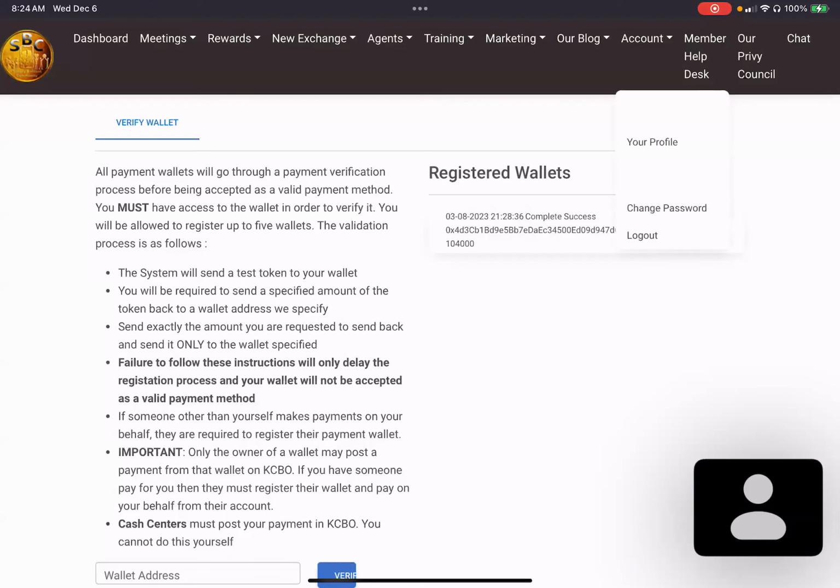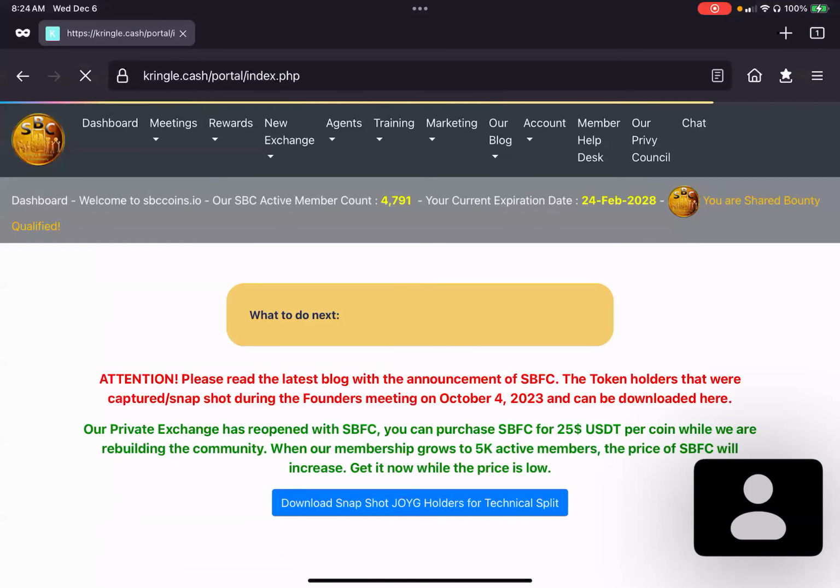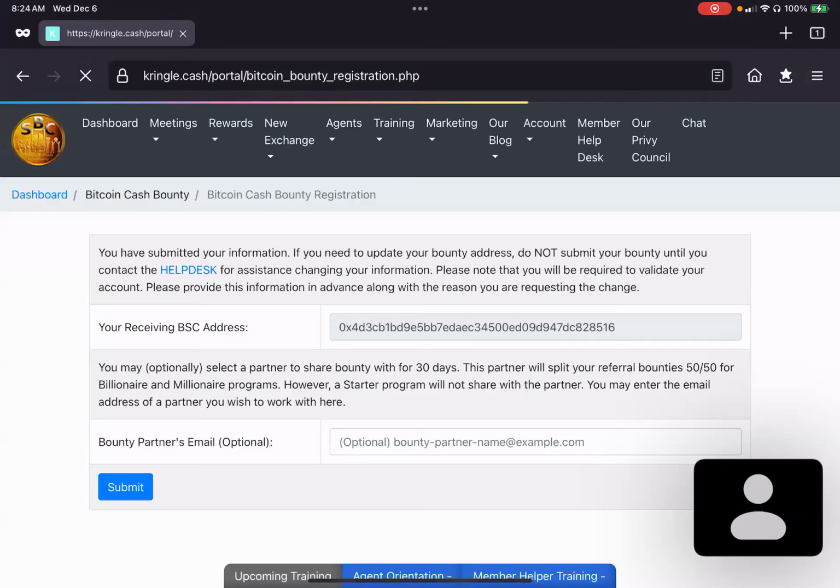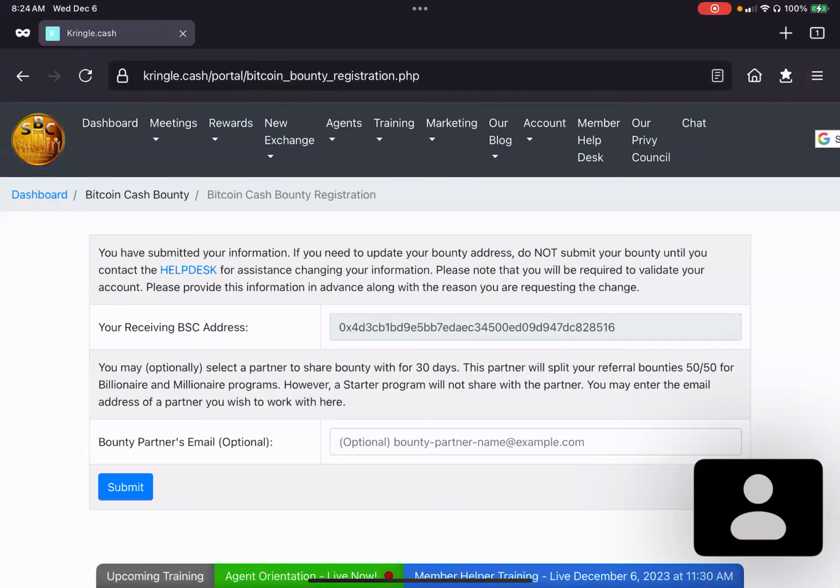But your bounty wallet, again, is under bounty, and that's always been the case. So if you have not registered your bounty wallet, you're going to need to go in and do that. I can't pay you out in your system if you have not registered your bounty wallet. And don't worry, if you don't have a registered bounty wallet, we'll hold on to those funds until you do. But you want to make sure that you register your wallet here.